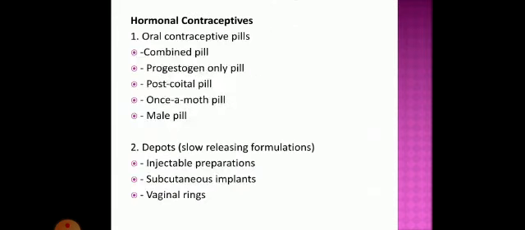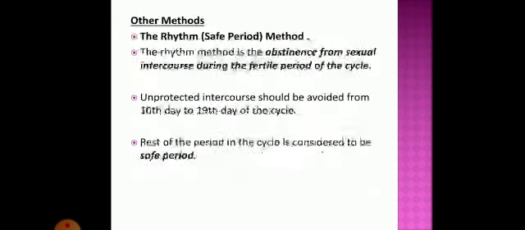So we finish off with the hormonal contraceptives, where we have covered the oral contraceptives, the 5 subdivisions, and also depots, under which injectable preparations, subcutaneous implants and the vaginal rings are there, all of them slow hormonal releasing formulations. So now let's go to the other methods.